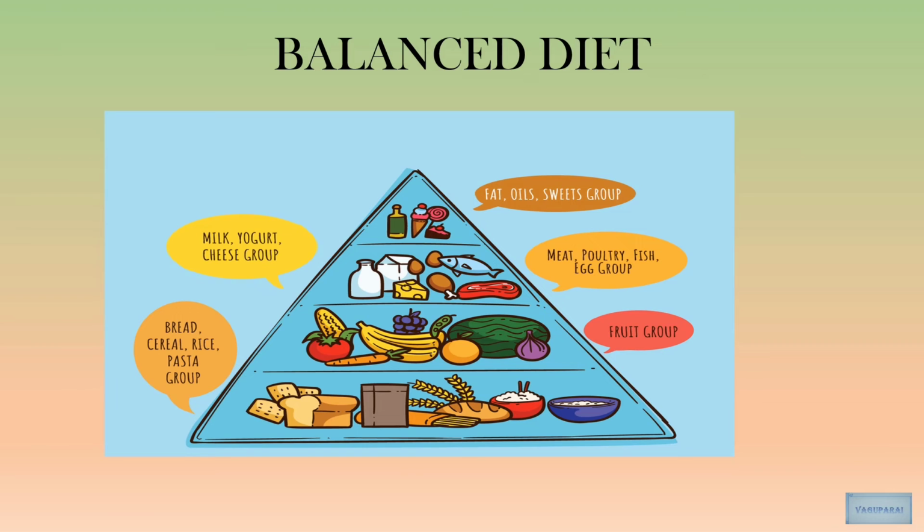Now see the triangle shown in the picture. The lowermost part has the carbohydrates, which is large in quantity. Next comes fruits, which has minerals and vitamins in them. A little less is the protein and little bit of fat. If we are going to have this quantity of nutrients in our diet, then we say our diet is a balanced one.